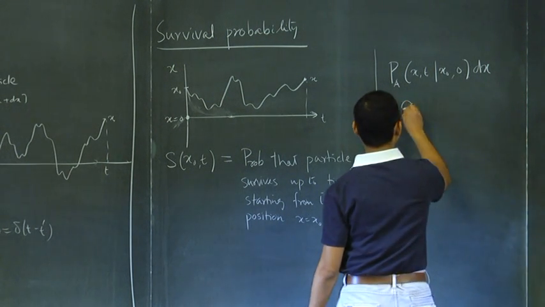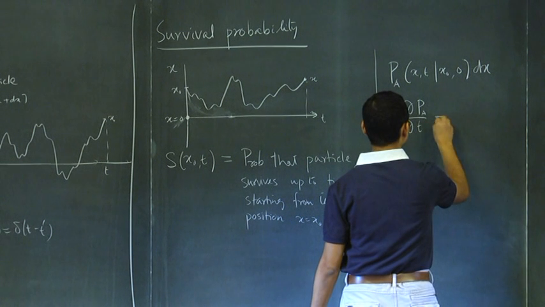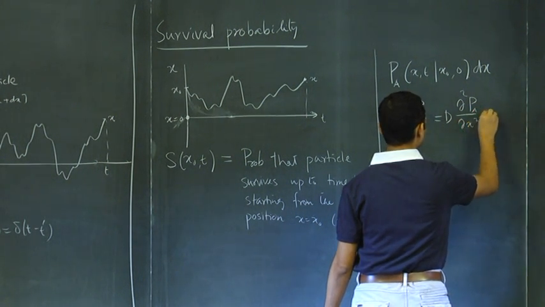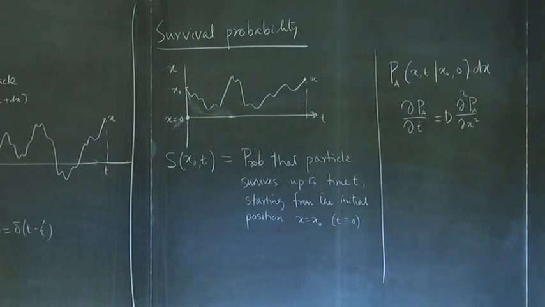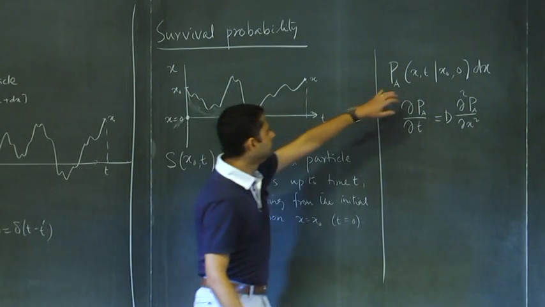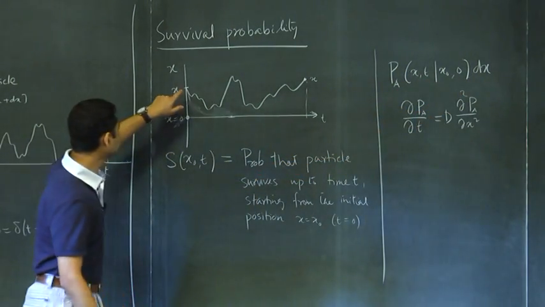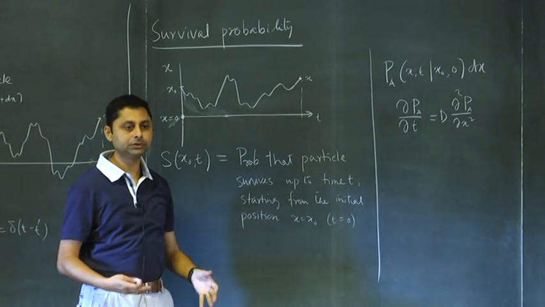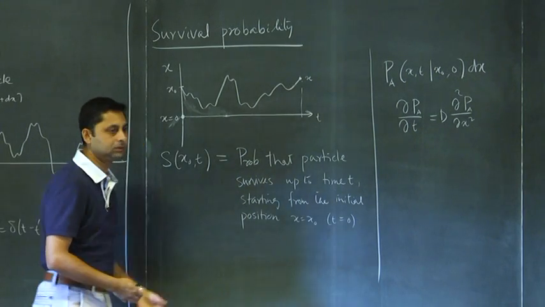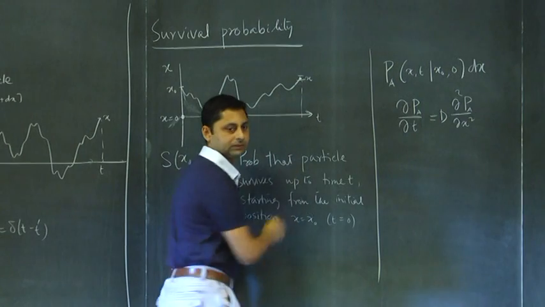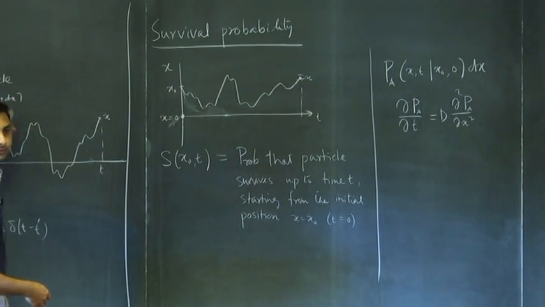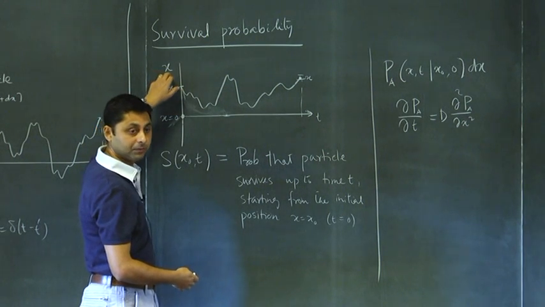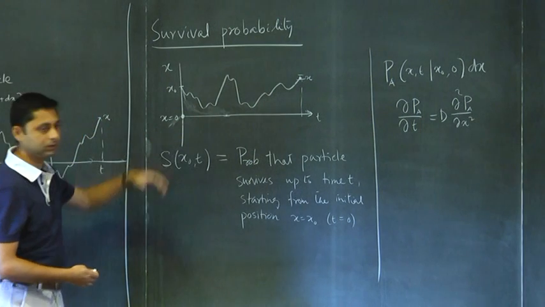So P_A satisfies the same equation: dP_A/dt equals d²P_A/dx². P_A is the probability; this times dx is the probability that the particle goes from x0 to x. That is the probability density that it goes from x0 to x without crossing the x equal to 0 point. dx is a small interval somewhere here. So this is just the probability density, or the propagator, that it goes from x0 to x in time t without crossing that origin.